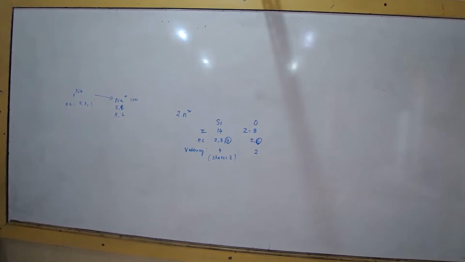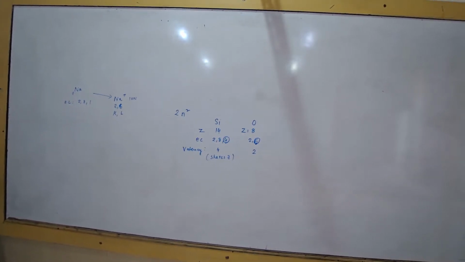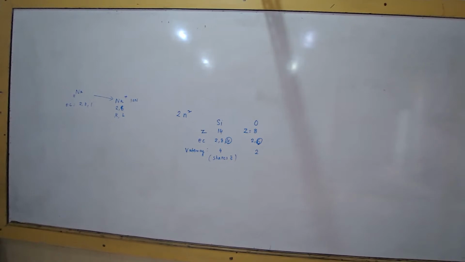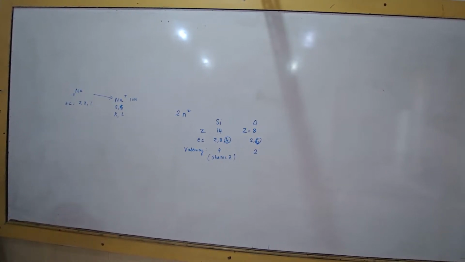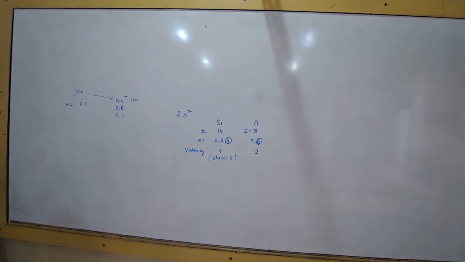What did I say? Silicon has 4 electrons in the outermost shell. Therefore, it shares its 4 electrons and valency is 4.